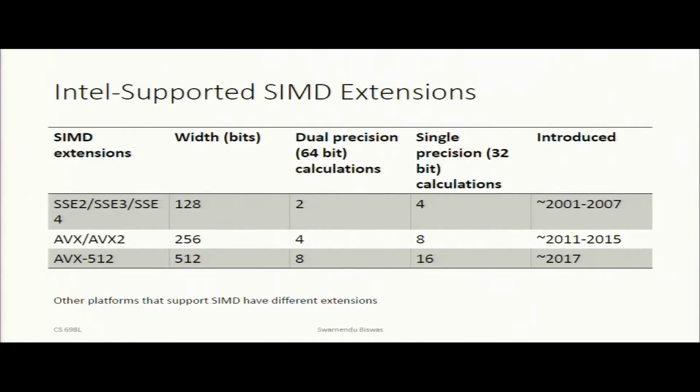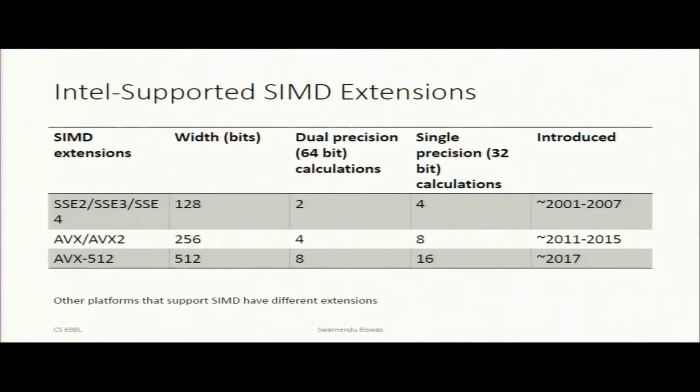So Intel actually supports a lot of SIMD extensions. So for example, you have SSE2, SSE3, these are different generations, right? SSE2, SSE3, SSE4, AVX 512, AVX2 and all. So these are different architectures or different generations of support for vectorization or SIMD.